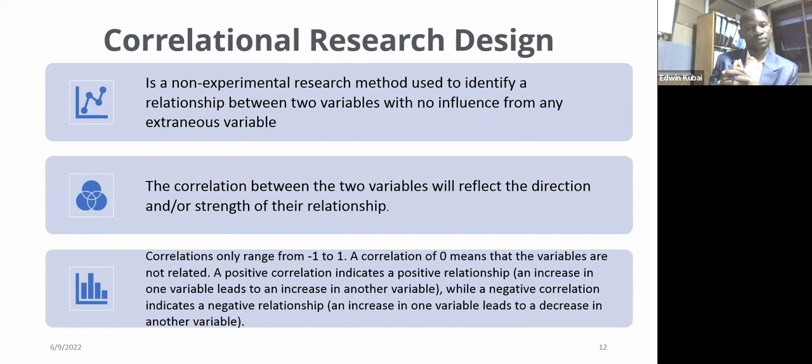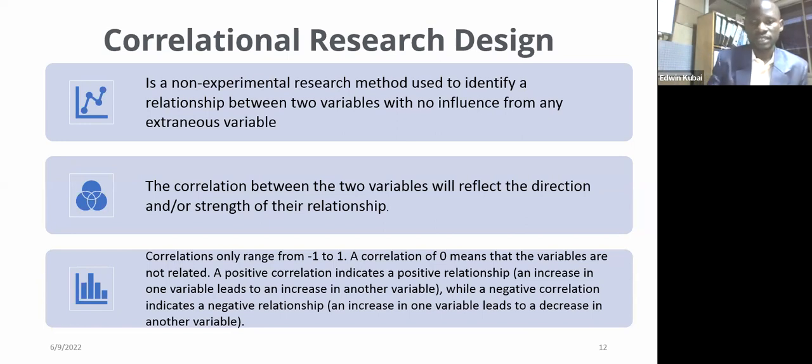So it's non-experimental. You're not going to carry out an experiment, but you're only looking at the variables in a given study, and you are looking at how one variable affects the other variable. So the correlation between two variables will reflect the direction or the strength of their relationship. So in terms of analysis, you'll have to look at these variables and find out how one affects the other. Look at the direction, where this variable is going to direct the other variable, or the strength. How strong is that correlation, in terms of how closely they are related.